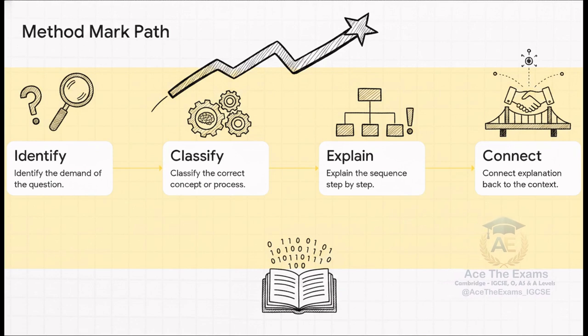Think back to Alex and Sam from our introduction. If they had used this 4-step algorithm, Alex wouldn't have just dumped random facts, and Sam wouldn't have skipped the mechanism. They would have hit the target dead center.